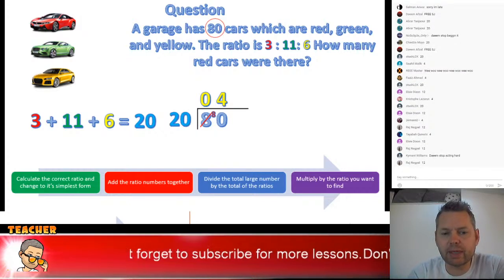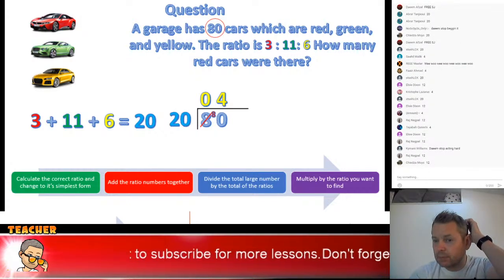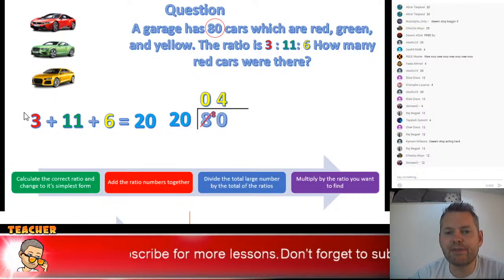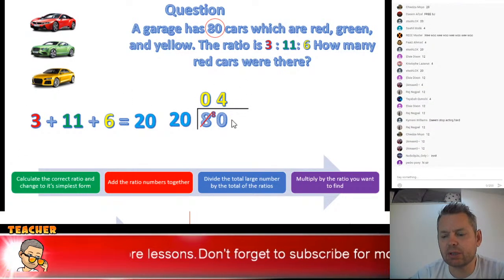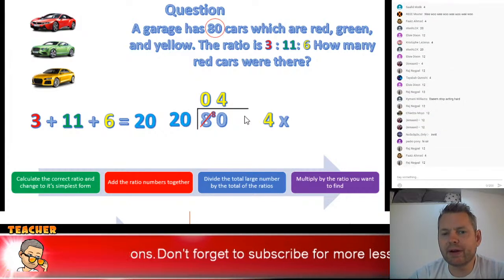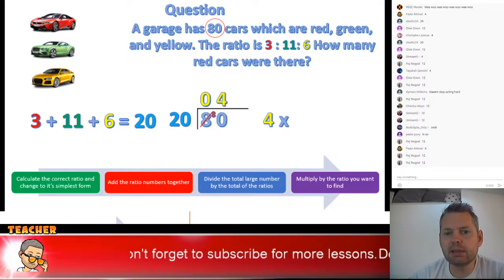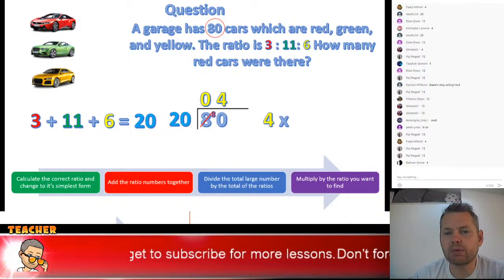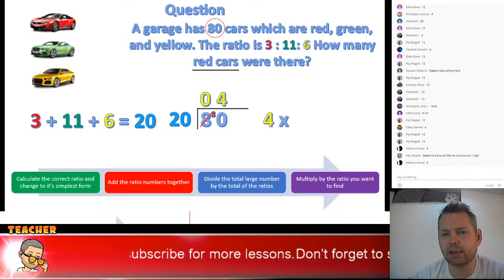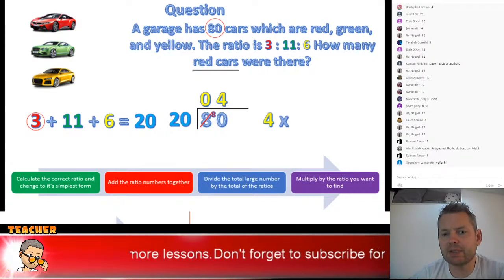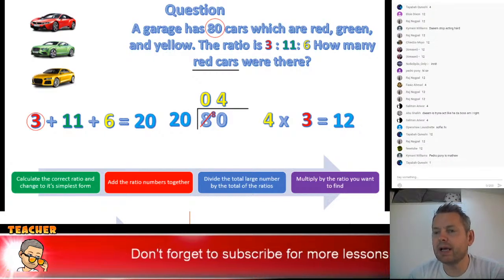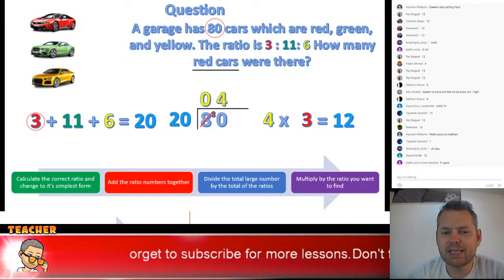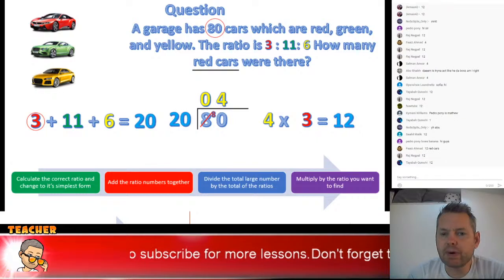Quite a lot of people there getting the answer to that one correct. So again, we're going to use this 4 that we've just got here in our next part of the question. And we're going to multiply 4 by the ratio of cars. So the ratio of our red cars in particular was 3. So 4 times 3 equals 12, which means if there were 80 cars and the ratio was 3 to 11 to 6, there would be 12 red cars.